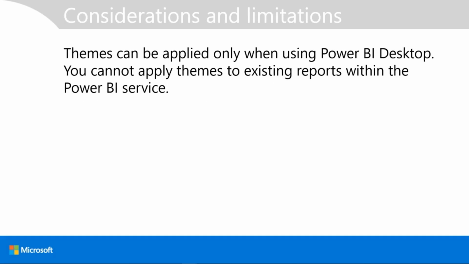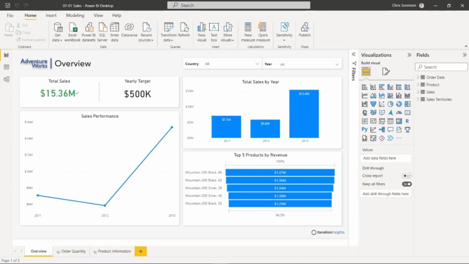Some things to know about theme files is themes can be applied only when using Power BI Desktop. You cannot apply themes to existing reports within the Power BI service. All right, so let's go to the Power BI Desktop and take a look at this. Okay, so I have a more complete version of my Power BI report now. We can see that it has some colors applied to it here. And right now, the theme that this report is using is the default Power BI theme.